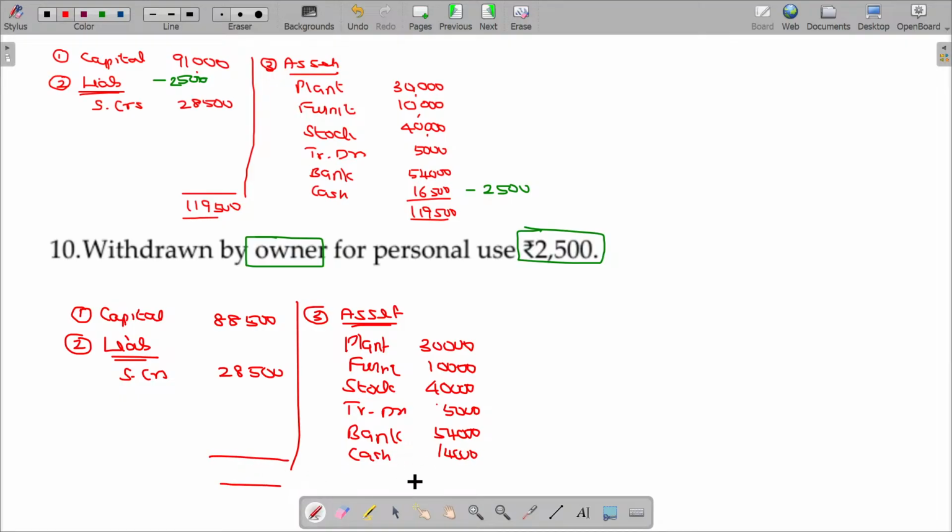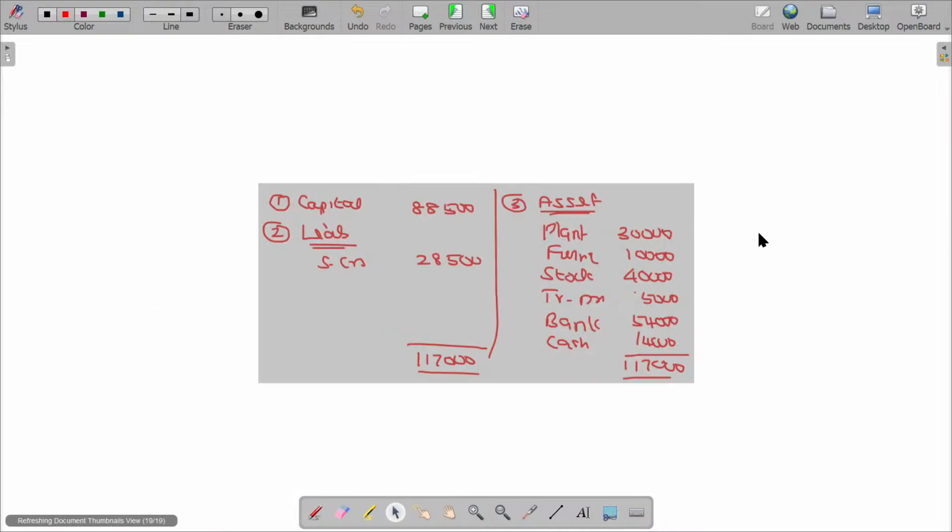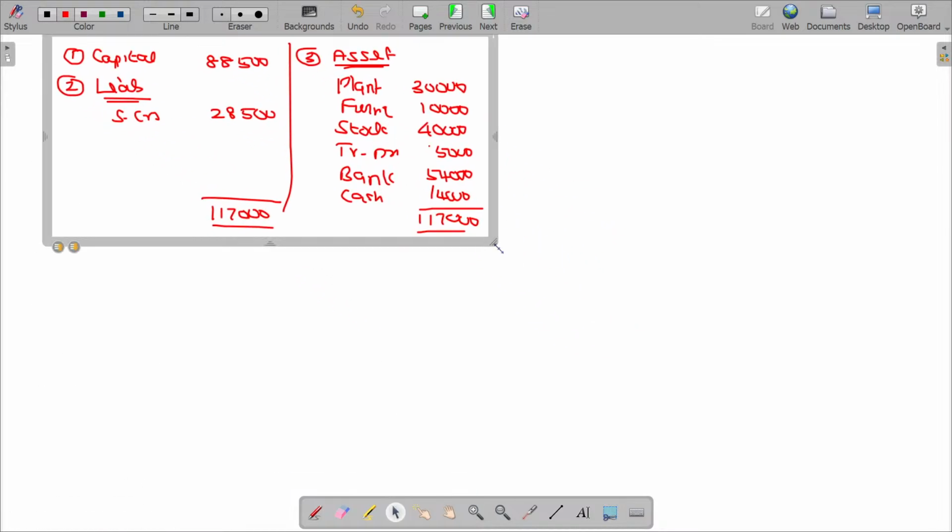What is the total? I think 2,500 decreases in both the sides. 1,17,000 is the new value. You can cross verify. Is that okay? I have reduced 2,500 in the asset side as well as in the liabilities and capital side. So automatically I reduce 2,500 on both sides. Clear? 10th one is over. Now we'll move on to the 11th transaction.